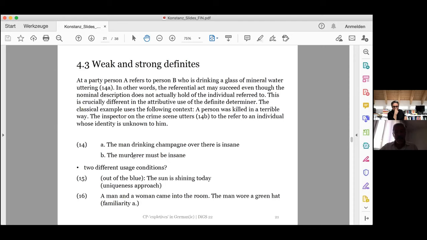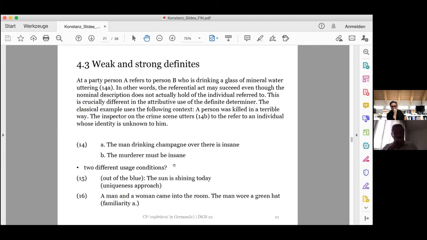Here's the case: a person was killed in a terrible way. The inspector comes on the crime scene and utters 14B to refer to an individual whose identity is completely unknown to him. In general, it has been noted there seem to be two different usage conditions for a definite article in Germanic.